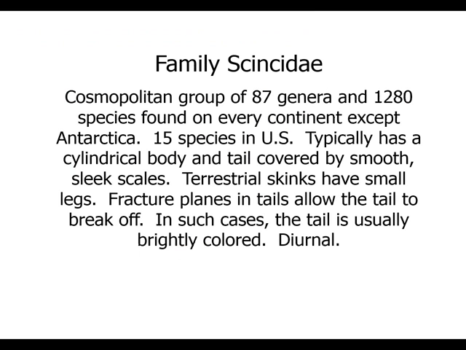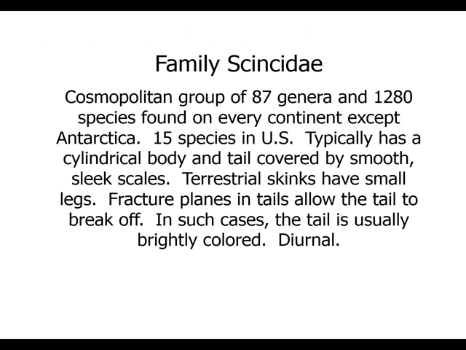And the family Scincidae, a widespread group of some 90 genera, over 1,000 species, and they're found on every continent except for Antarctica. We have some 15 species in the U.S. The body is round in cross section, very smooth. The tail is usually covered by very small scales, and the terrestrial skinks that we have have very small legs.